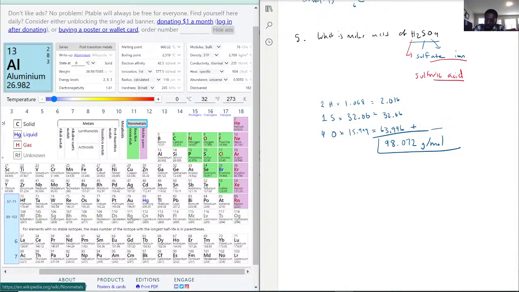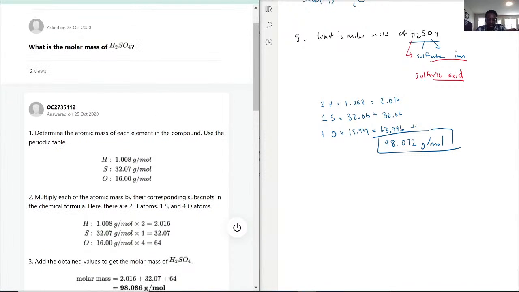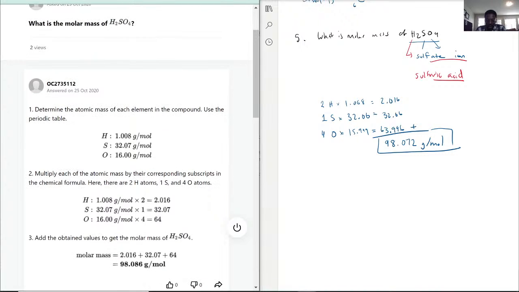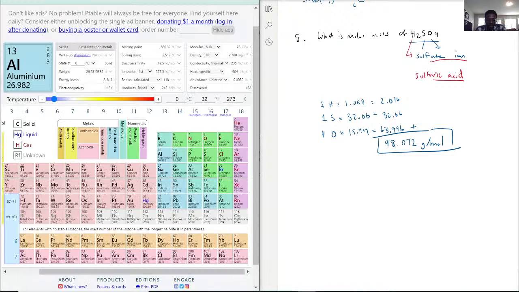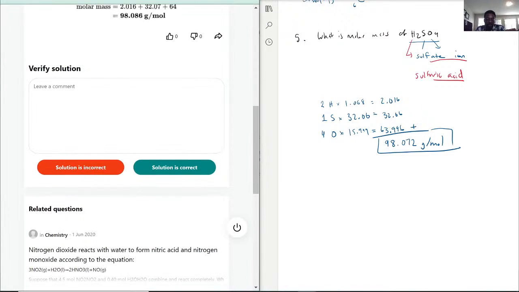But yeah, so 98.072 grams per mole. So let's see what they did here. Yep, 2.016, 32.07, and exactly 98.086. The only reason it's slightly different is, let me just make sure I use the right ones. Yep, from their periodic table, that's what the numbers they were given. They were given 16 and 32.07 for sulfur.